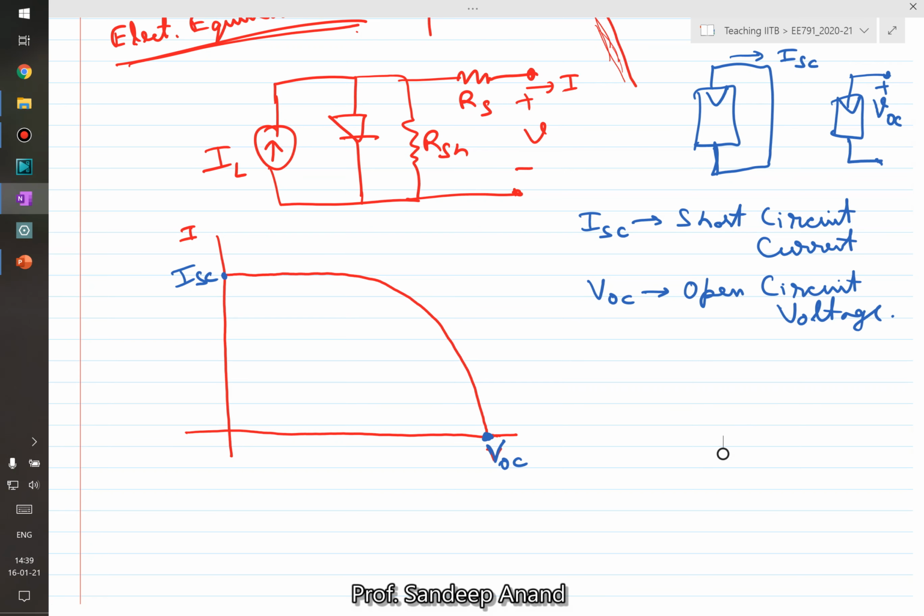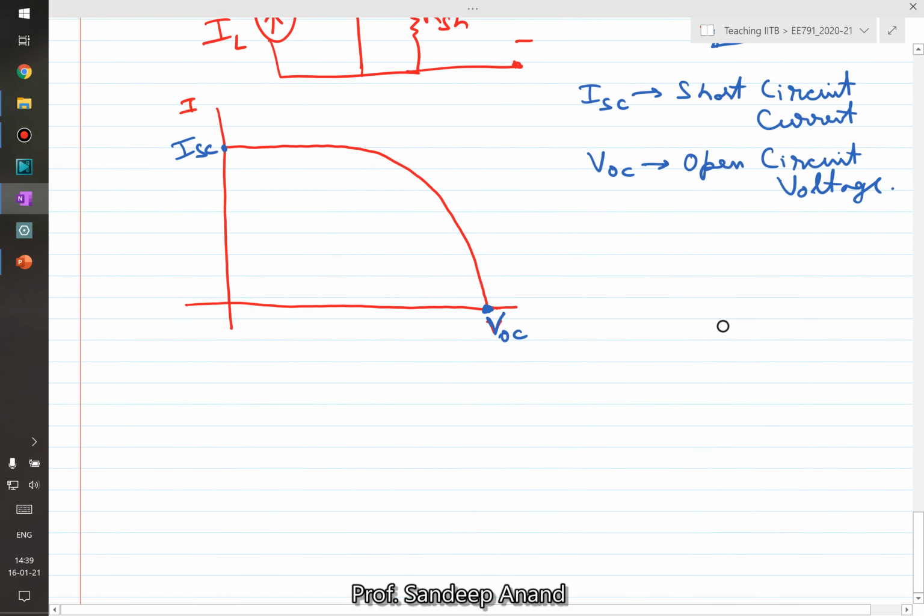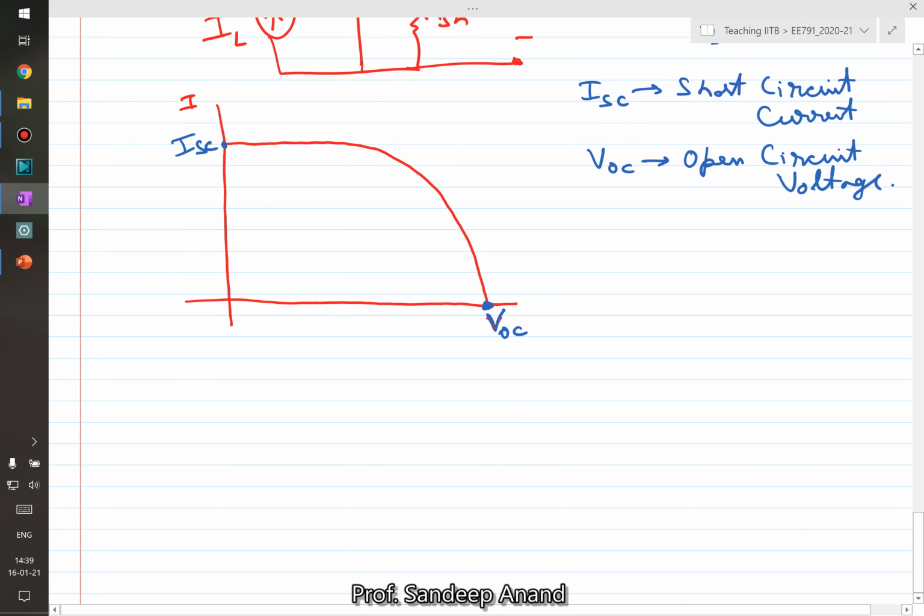What else? Now you see, what I can do is extend this, and using this IV characteristics, I can plot PV characteristics. So what will be the power output? P out is nothing but the instantaneous value of current multiplied by the instantaneous value of voltage of the panel, right? So I can extend this plot and draw a P versus V plot here, P versus V.